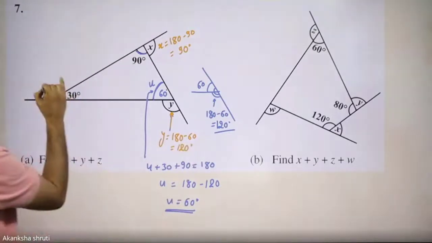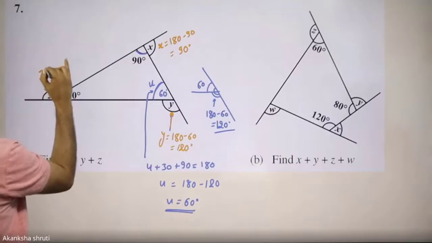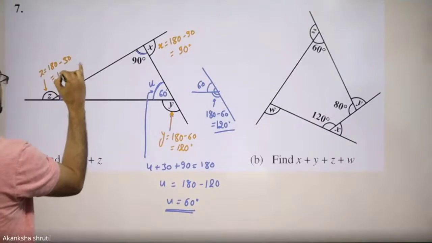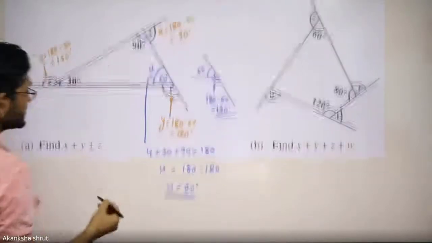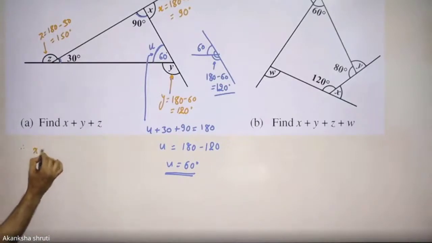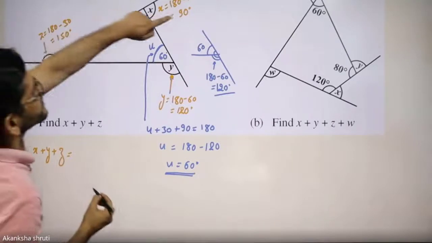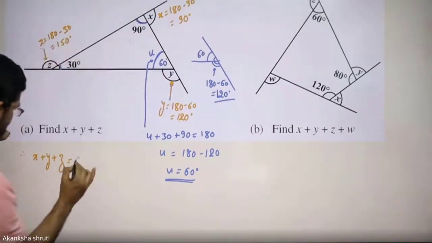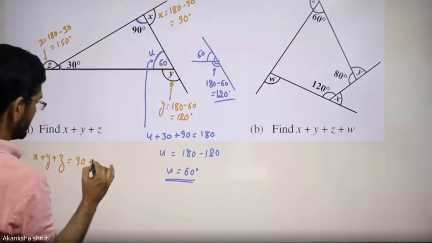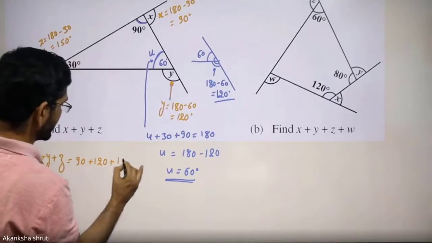Coming to this z, this internal angle is 30. So z is 180 minus 30. It is 150 degrees. This way we have calculated x, y, z. Therefore, x plus y plus z. Let us substitute: the value of x is 90, plus the y that we have calculated, 120, plus the z that we have calculated, 150.